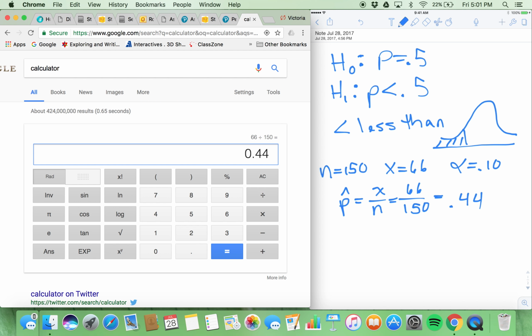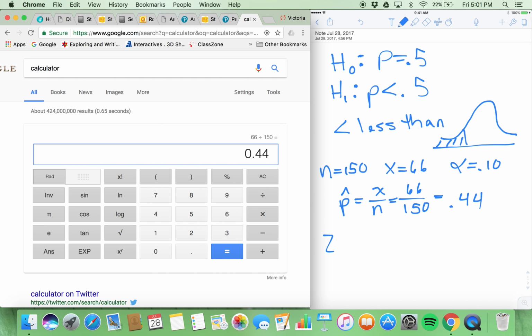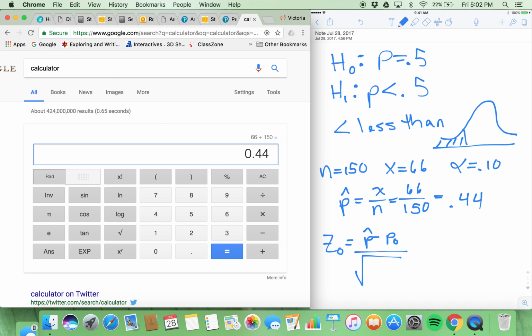So there's my p-hat. Now to do the classical approach, the next thing we're going to do is calculate our test statistic, z-naught. The way that you calculate that is we're going to do p-hat minus p initial, over the square root of p initial times 1 minus p initial, all over n.